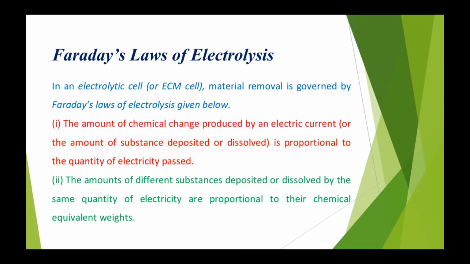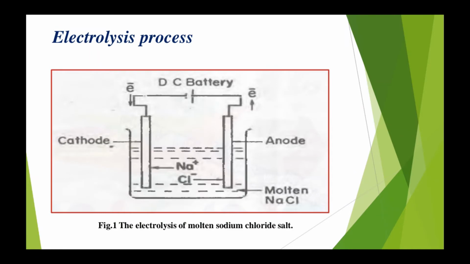Now before going to the working principle of electrochemical machining, we will see the electrolysis process. In this figure I have shown the electrolysis process of molten sodium chloride salt. This figure shows an electrolytic cell in which a DC battery sends electric current through the molten sodium chloride salt. Electrons from the battery enter the melt at the cathode, and when the circuit is complete they leave the melt at the anode, returning to the battery.